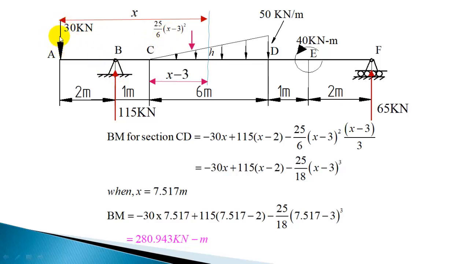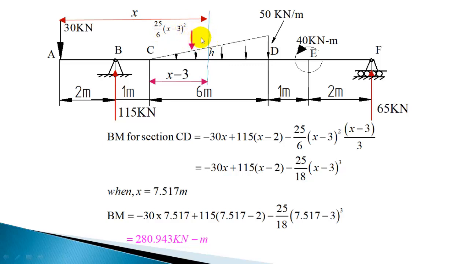So the force is minus 30 at a distance of x. At this section you are calculating the bending moment. So minus 30 into x, plus 115 into this distance. This distance is going to be x minus 2, 115 into (x minus 2), it's producing a clockwise moment. So 115 into total is x, subtract 2, which will give the distance from the section considered. So 115 into (x minus 2). And this load, we already know the part of the load as 25 by 6 into (x minus 3) square.